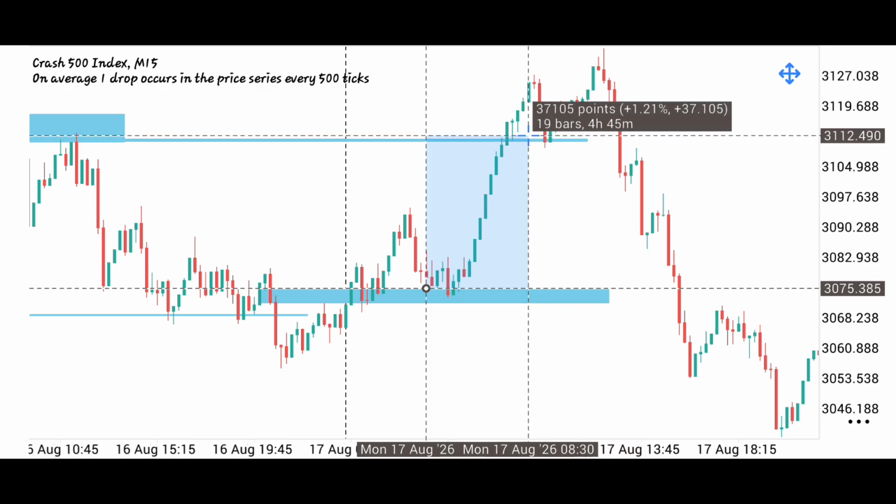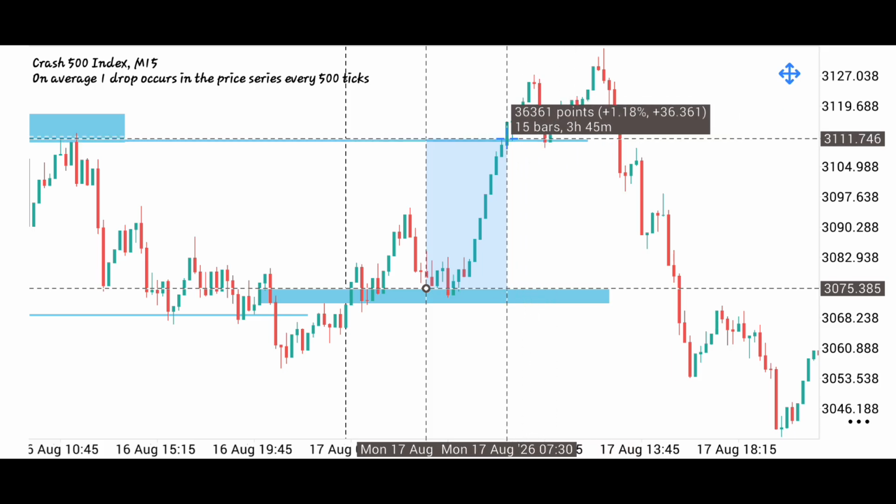So the trade took us 3 hours and 45 minutes with a 36.36 point movement, which means if you're using a lot size of one, that's $36 per every position. So if you really know this move is going to work, it doesn't really affect you much, because you know you are getting the most from the setup.